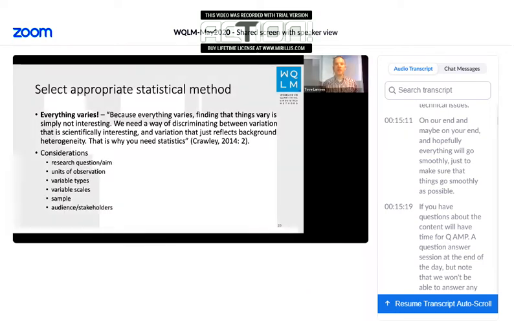So here are some considerations that should come into play when you're deciding on the most appropriate statistical method. The research question or aim that we've talked about, what your unit of observation is, what is the type of variable that you'll be including, dependent, independent, what are those, and then how are they measured, what are their scales?